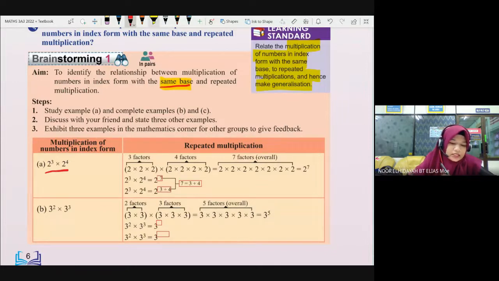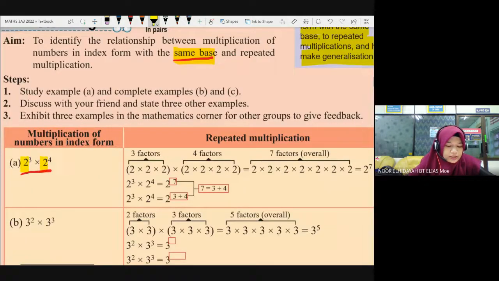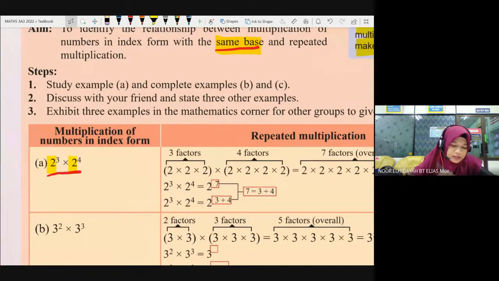Di sini apa yang awak boleh nampak? Same base. Base yang sama, iaitu base dia 2. Cuma di sini yang beza apa? Yang beza dia punya index. That's why in previous class you have to know what is base, what is index, untuk awak apply ke dalam law of indices.